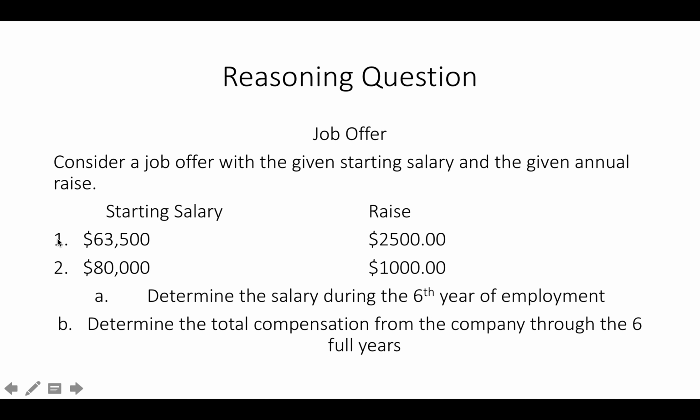So there are two questions, and each question has two parts. Question one has part A and part B. Question two has part A and part B. So you have to solve four in total. Now I'm only going to explain how to solve 1A and 1B. It's basically the same method that you have to use to solve 2A and 2B.